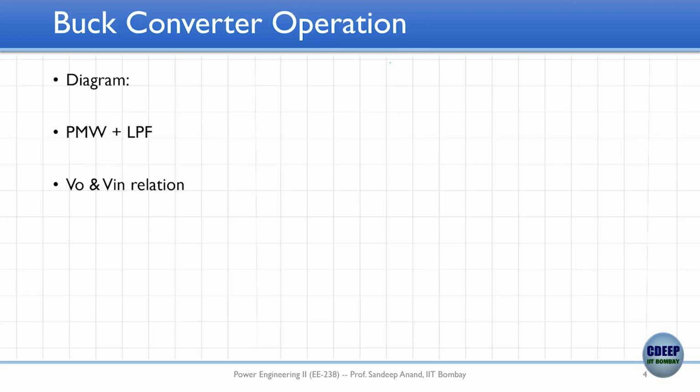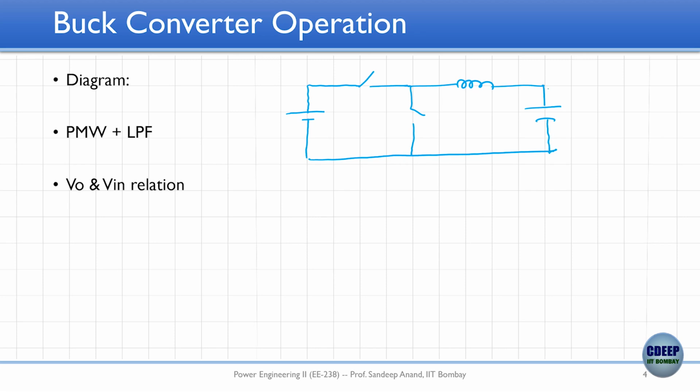Okay, so let's get started with drawing the buck converter. There is an input voltage, there is switch 1, there is switch 2, there is an inductor, there is a capacitor, and then there is the output voltage, which goes and connects to a load, let us say RL, the load resistance.